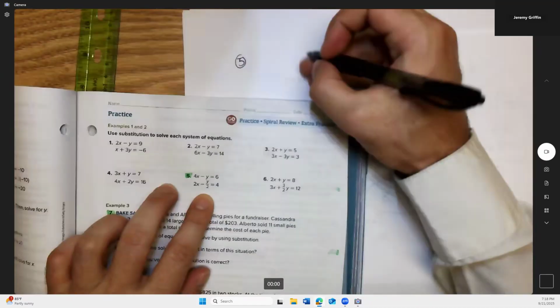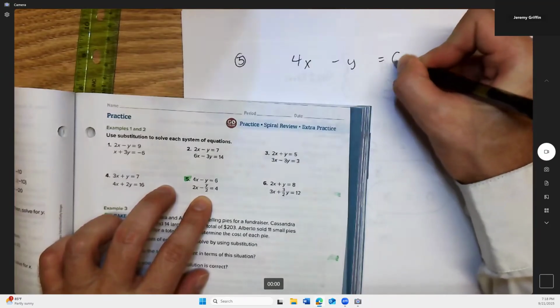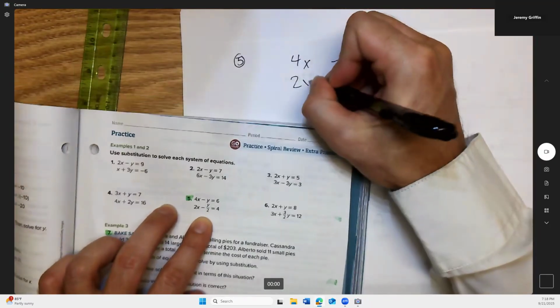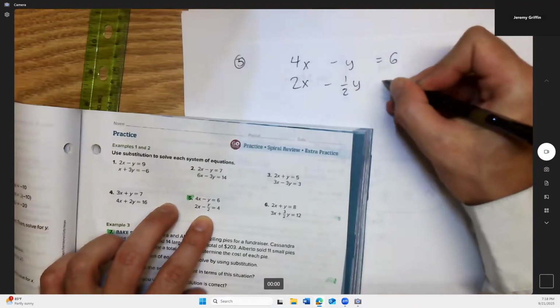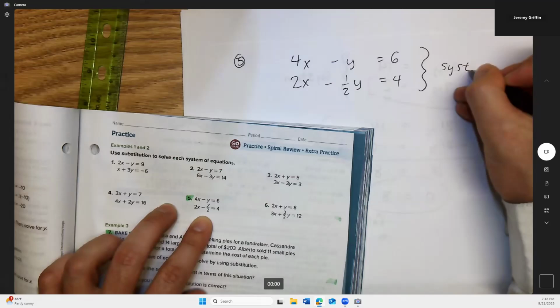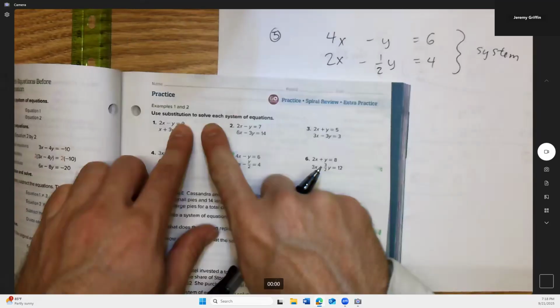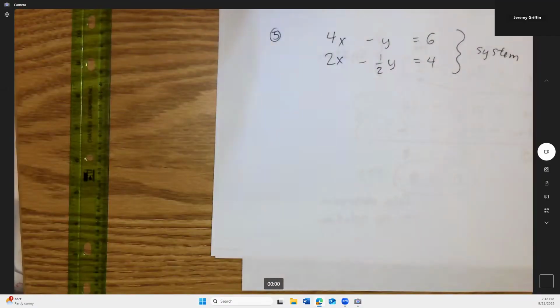Copy this right out of the book. Got 4x minus y equals 6 and 2x minus 1/2 y, or y over 2, equals 4. So here's my system. And they're prompting you to use substitution specifically. So I'll go ahead and do that. I'll just use substitution.